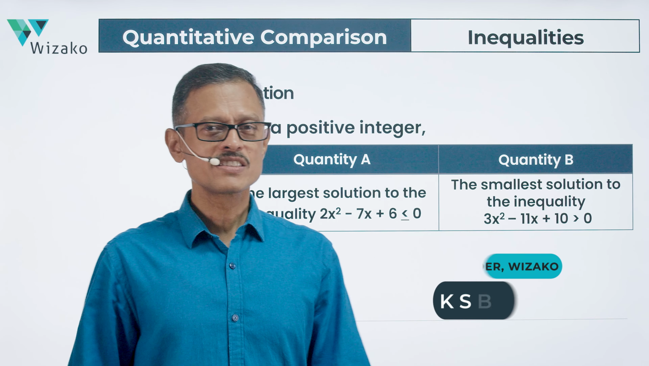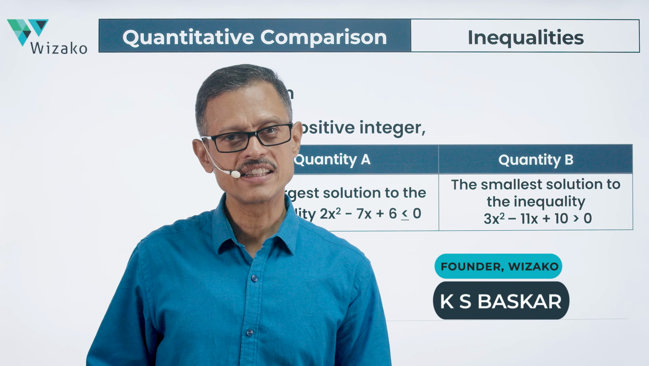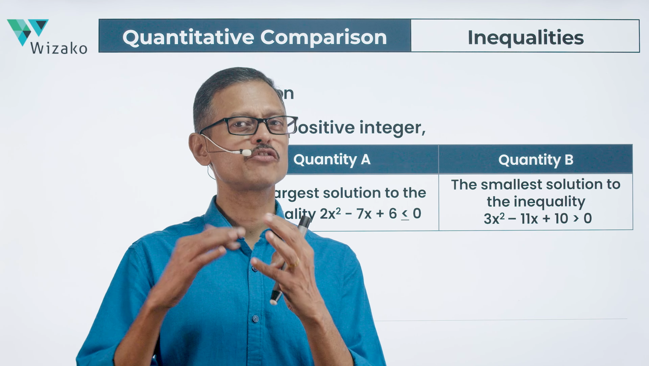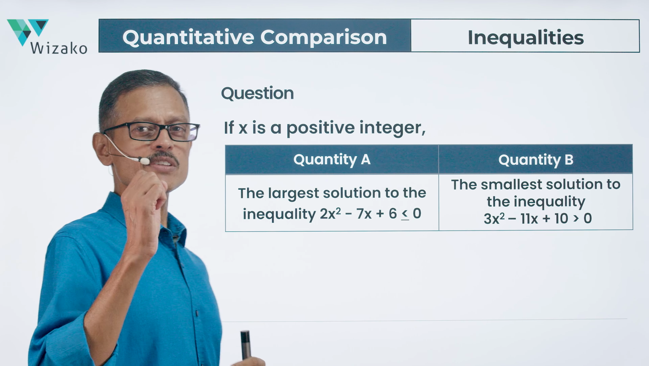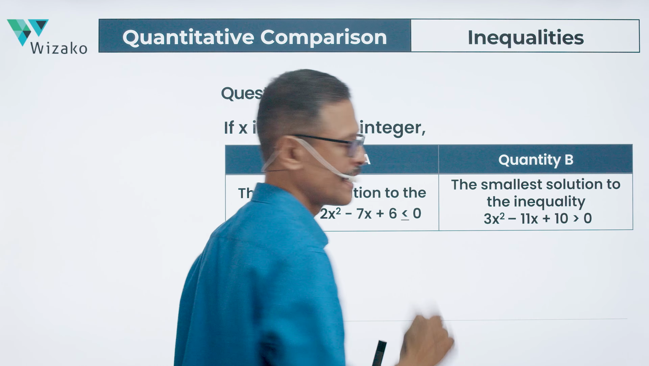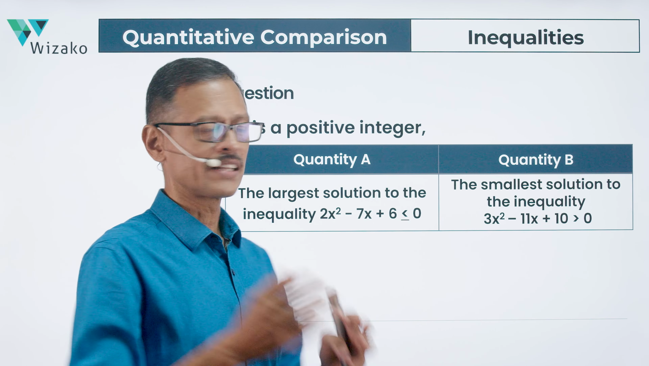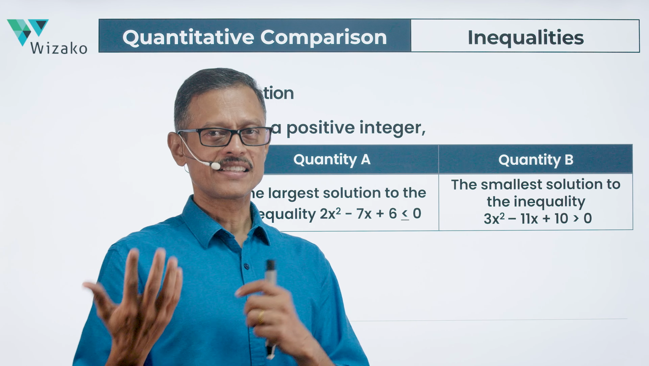Hey guys, this is a medium difficulty GRE quantitative reasoning question. This is a quantitative comparison format question. Topic from which this has come, inequalities. We're going to be solving two quadratic inequalities and then basically determine which of these two quantities is larger.